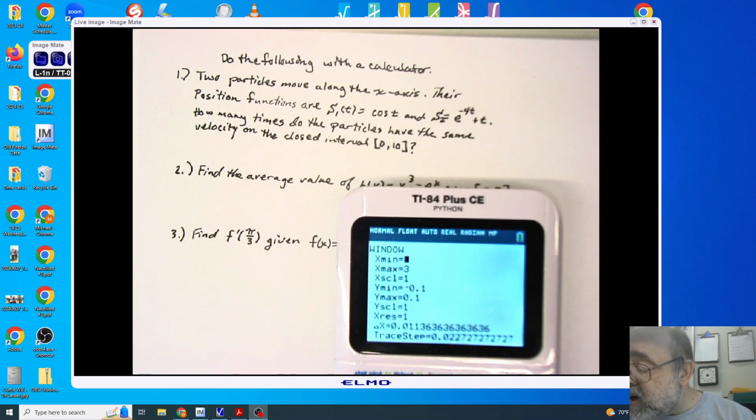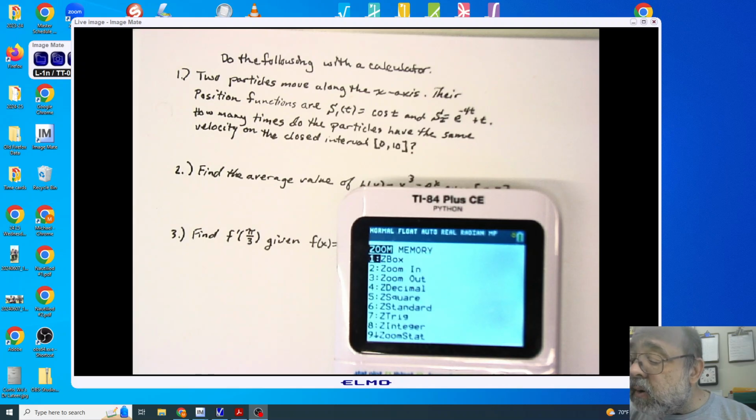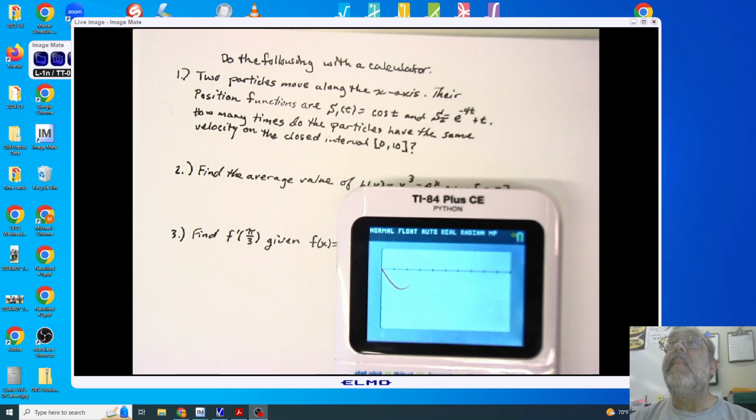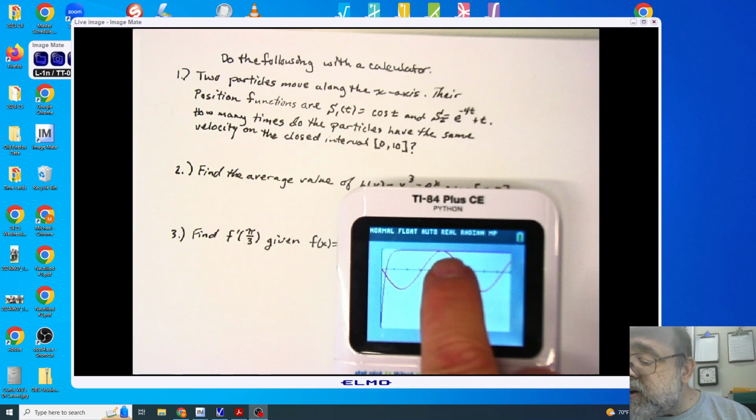This is from 0 to 10. And the best way to do this is zoom fit. Zoom fit is zoom 0. And now I let the calculator do all of the work for me. So here's our first function. Notice it's the derivative of cosine, which is negative sine. And then we have our derivative of the second. Now when we look at this, we can see clearly that there are 2 points of intersection.